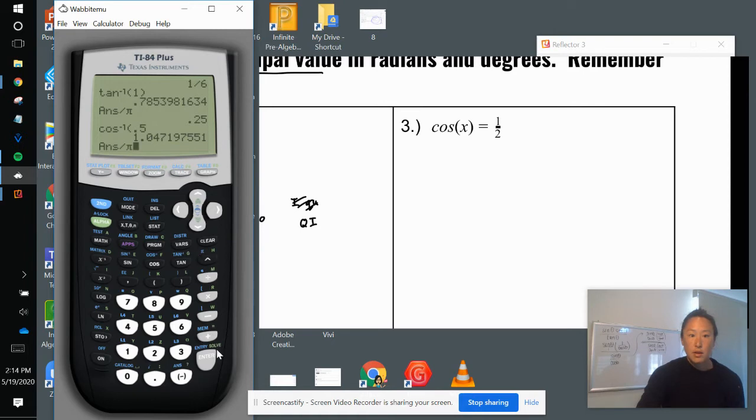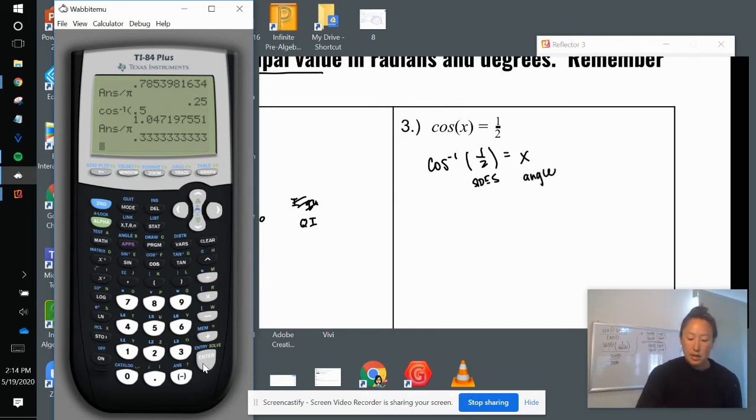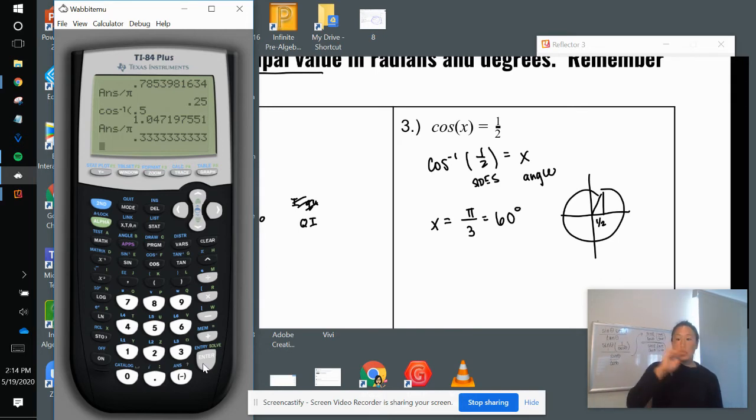Divided by pi gives me 1/3, so pi over 3. So cosine inverse of the sides is equal to the angle: ratio of sides, angle. So x, the angle, is equal to pi over 3, which is 60 degrees. And that is right, because when I think about the unit circle at 60 degrees, my cosine ratio, my x ratio, is 1/2. Okay, so is this first, second, third, or fourth quadrant? This is the first quadrant.